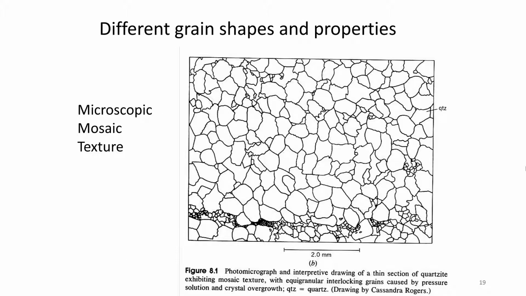Now, during metamorphism, the quartz will recrystallize and you'll end up with different grain shapes and properties. So at the microscopic scale, we have a much more mosaic texture, and this diagram further illustrates the interlocking of those quartz grains and really the pore space. What once was between the grains in the sandstone has now disappeared. Consequently, quartzite tends to be a much stronger rock compared to a sandstone.